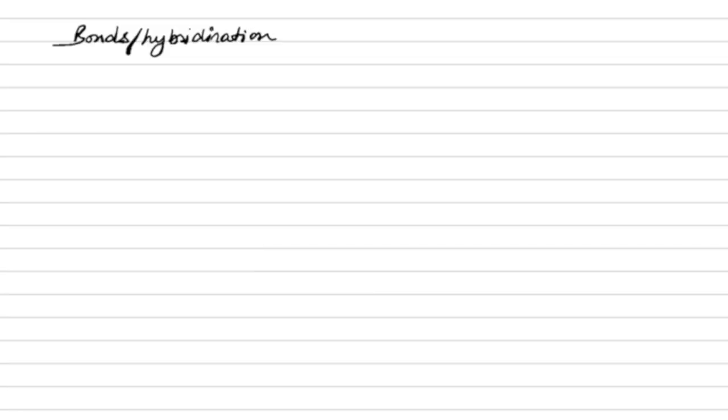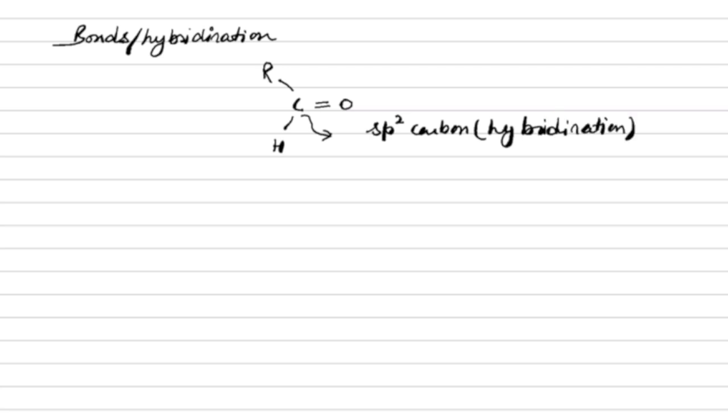Now we talk about the other structural aspect of this compound, aldehyde, and we will focus on the bonding. So this is the structure, with at least one hydrogen. This carbonyl carbon, double bonded, will be an sp2 carbon. So the hybridization will be sp2.